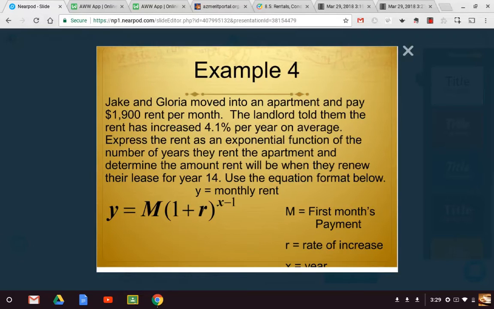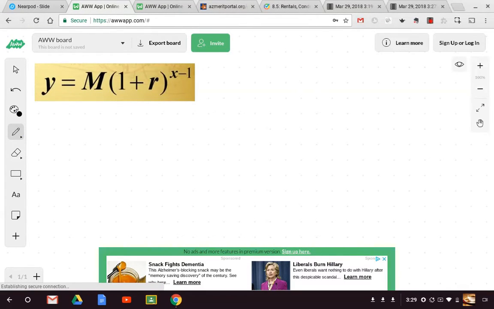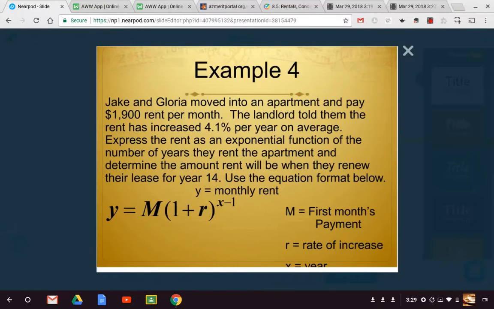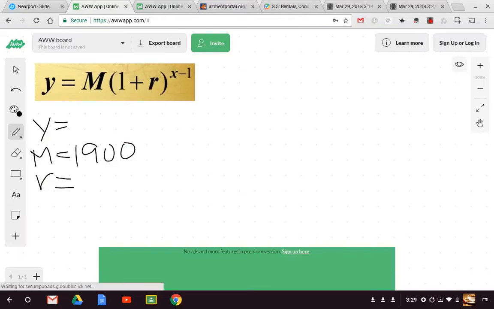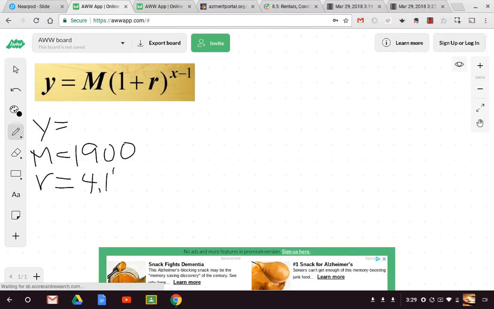So for this one, to start off with, I'm going to write down all of my variables, so I know what I have to fill in. So Y is what we don't know. M is going to be our first monthly rent, which we said was $1,900. Our rate it's going to increase by is 4.1%. Don't forget that we always have to use a decimal, so two decimal places means I'm going to use 0.041. And then eventually we're going to use x equaling 14.